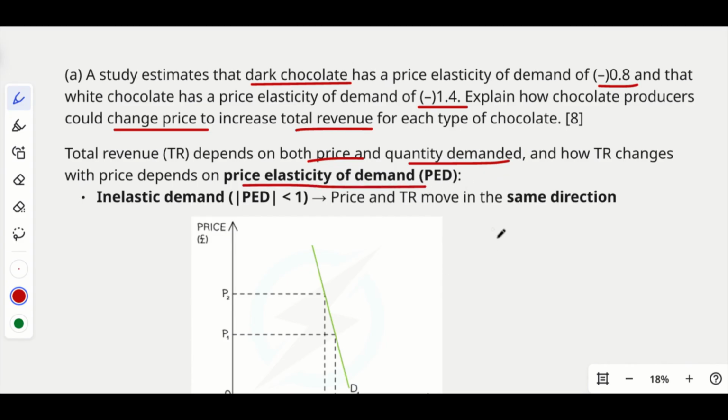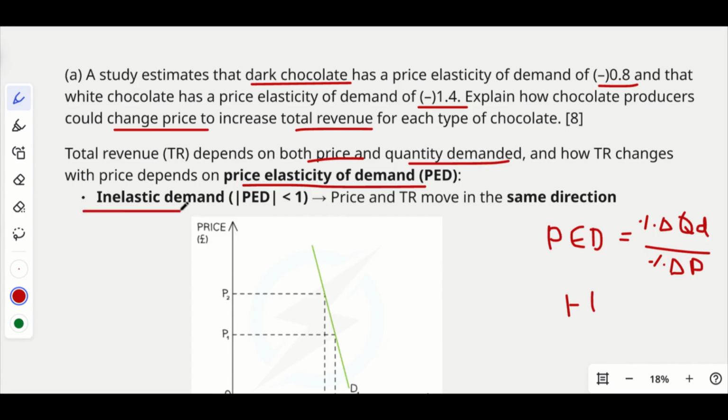So what is price elasticity of demand? It shows how a change in price changes the quantity demanded. PED is equal to the percentage change in quantity demanded divided by the percentage change in price, right? And we'll take the modulus value, so we remove the minus sign. Here we have two values, minus 0.8 and minus 1.4.